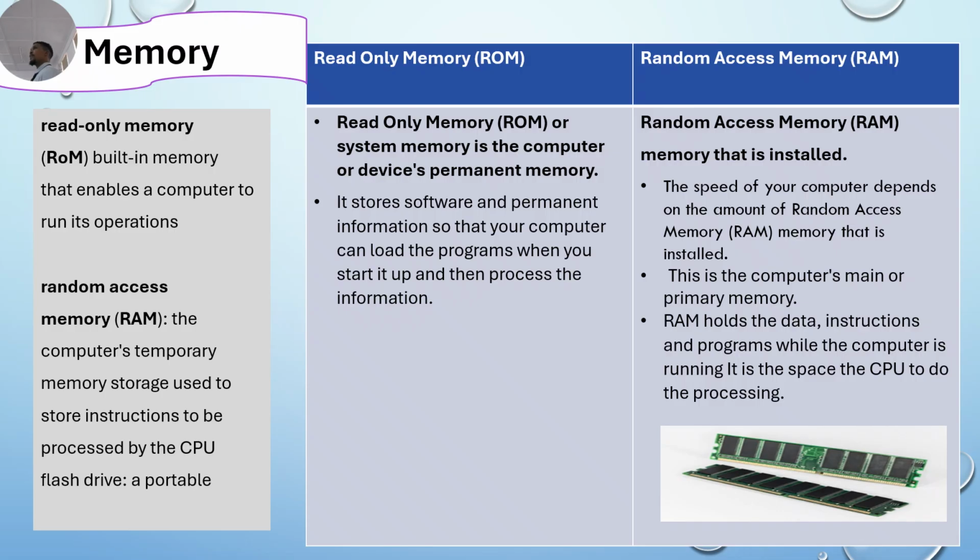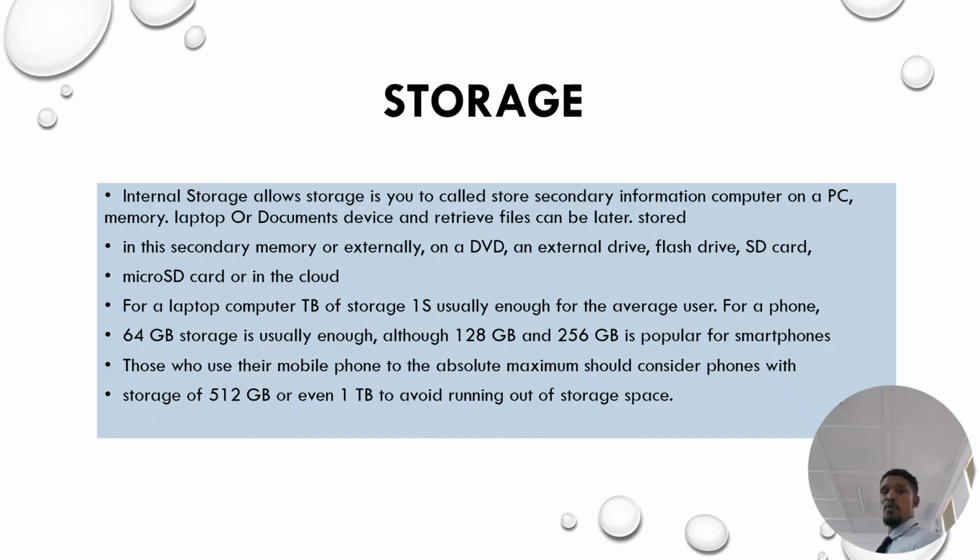RAM holds the data and instructions of the programs while the computer is running. It is the space for the CPU to do processing. The speed of a computer depends on the amount of RAM that is installed. And then read-only memory or system memory is the computer's permanent memory. So this is just how it looks on the desktop. This is the RAM card that is inserted into the computer.